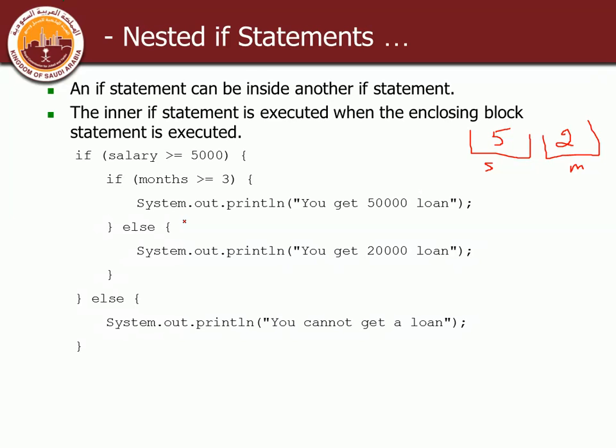Now I'm not asking you about F5. What is the output? I would like you to think about it and then tell me the result of this code. You cannot get a loan? Yeah. Okay. Does someone else have another idea?